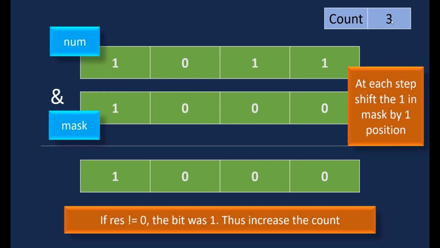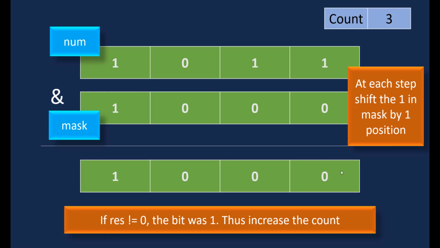So what we are doing here is taking a number and a mask, and at each step we are shifting the 1 present in the mask by 1 position to its left. For the result, we check if it is a non-zero number, which means the bit was 1 in our original number, and thus we increment the count. So this was the first method.